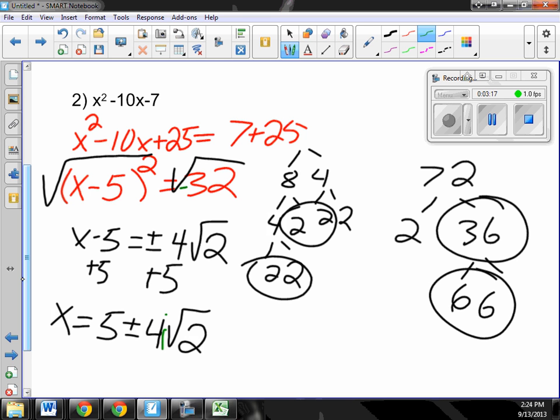Okay. So, is number 2 factorable? Not really. I mean, you could factor into x minus 5 plus 4 root 2 and x minus 5 minus 4i root 2, but I wouldn't have been able to figure that out in my head.